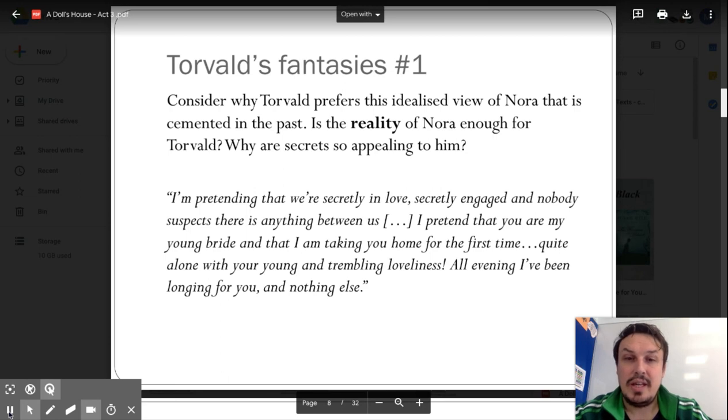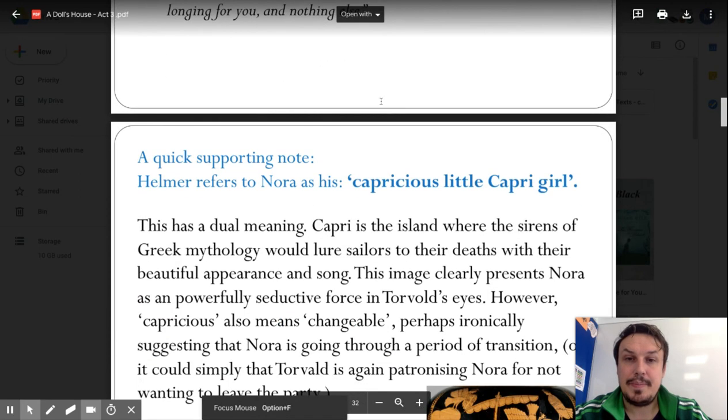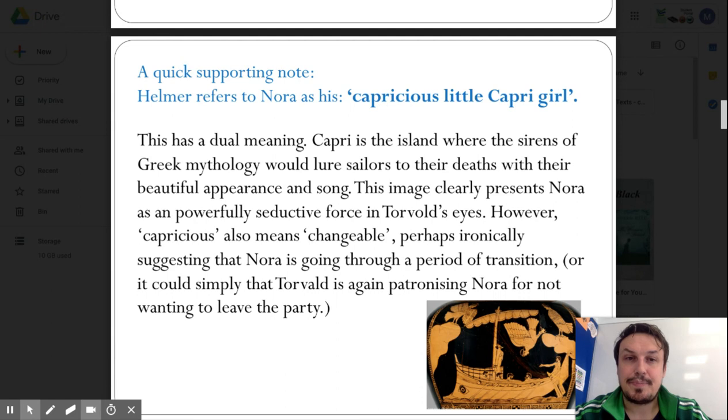Let's move on to the quick note. He calls her his capricious little Capri girl. And this is a nice intertextual allusion. It's a dual meaning. Capri is the island where the sirens of Greek mythology would lure sailors to their death with their beautiful appearance and song. Think about that beautiful appearance and song, but actually following that logically through will lead to your demise. So what is Ibsen saying there? It's quite an obvious point.